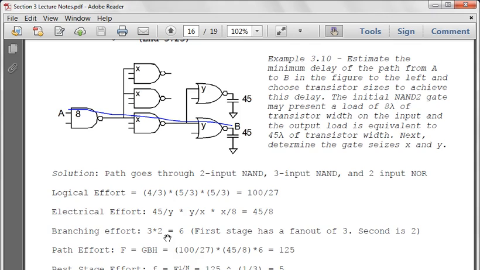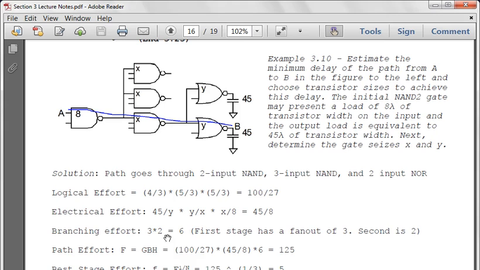So we now have calculated our parasitic delay of the path. Now we're going to take our best stage effort, our parasitic delay, and the number of stages to find our minimum, the estimate of the minimum delay of the path from A to B. In order to do this, we have to figure out the number of stages. We start from B, we have 1, 2, 3. So this becomes our minimum path stage delay, which is 5, times the number of stages, which is 3. 3 times 5 is 15. And we've calculated the parasitic delay is 7. So it's going to be 15 plus 7, which is 22.